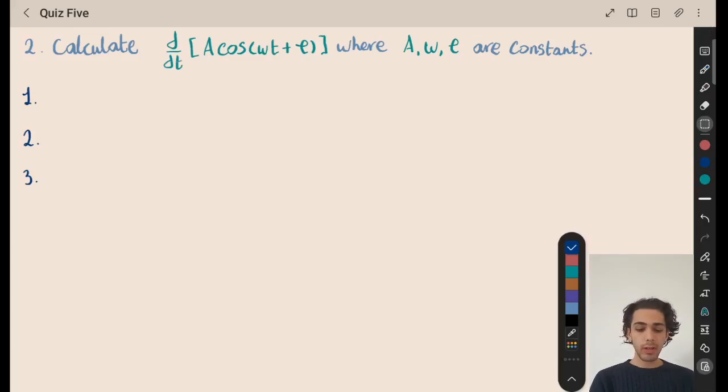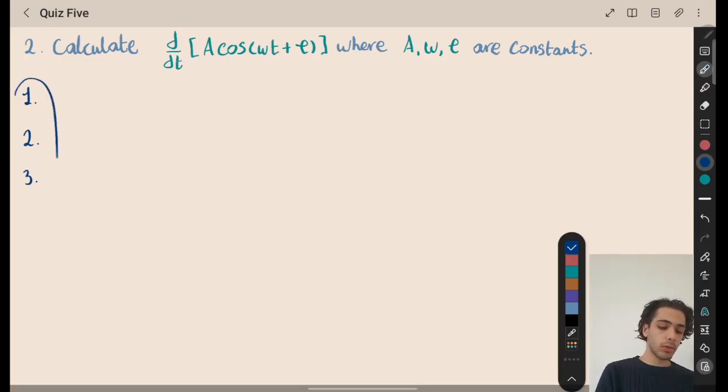Calculate the derivative of a cosine(omega t plus phi), where a, omega, and phi are constants. This is omega, it looks like a W, and this is phi. It's the same thing as phi, so they're used interchangeably. And a, omega, and phi are constants, so this is something to keep in mind.